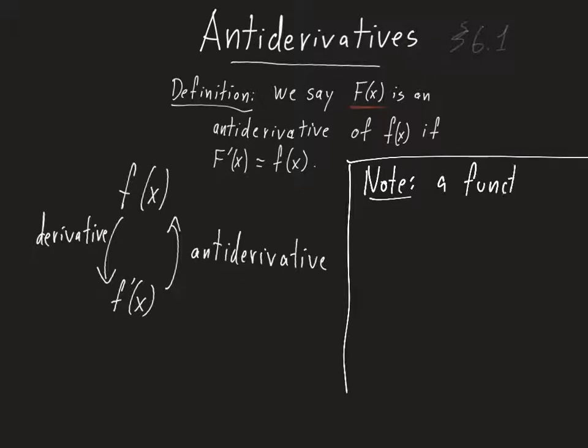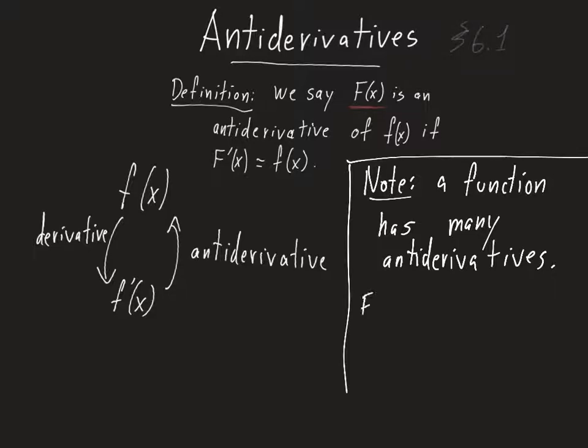So if you're given a function, then this actually has many different antiderivatives. And the reason for this is that when you take the derivative of something, any constant disappears to zero.